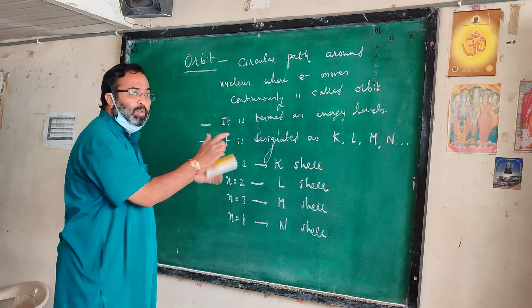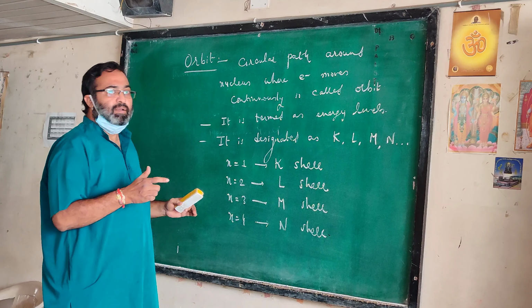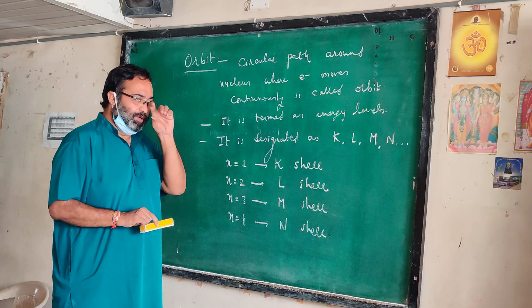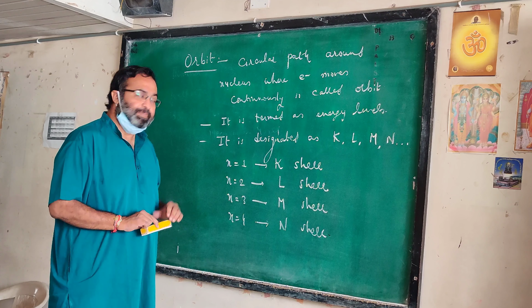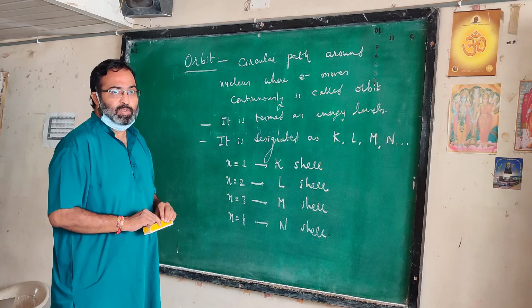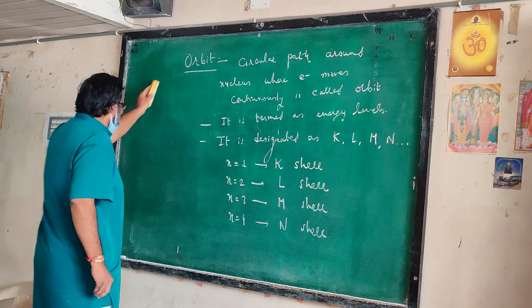This was a circular path, but the actual electron does not necessarily move on a circular path. This fact was evolved by the quantum mechanics concept. So this has originated the new term that is known as orbital. Let us see what is meant by orbital.